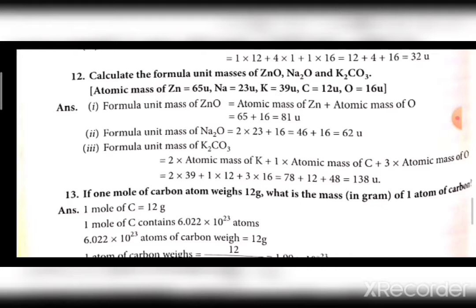Calculate the formula unit mass of ZnO, Na2O and K2CO3. It is potassium carbonate, K2CO3. So atomic masses are given. You just have to multiply and add also here, as we have done before.